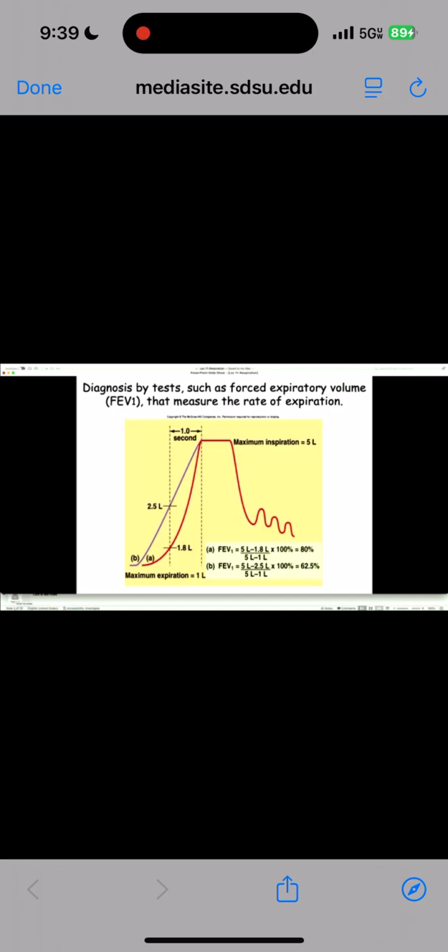When somebody has normal lung function, they should be able to get most of this expired air out in the first second. And that's why this is called FEV1, because you're looking at 1 second after expiration. If you only get maybe 60 or less % of your total volume out in that first second, that is indicative of a type of COPD. We don't know which one, but that would kind of implicate that there is a COPD disease present.